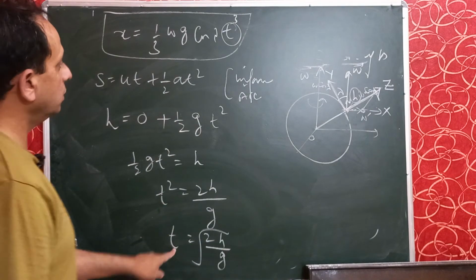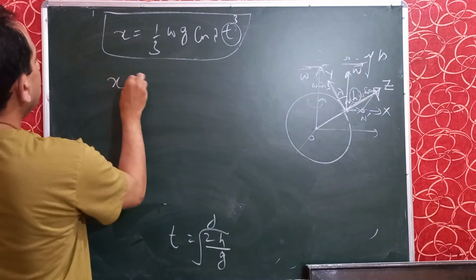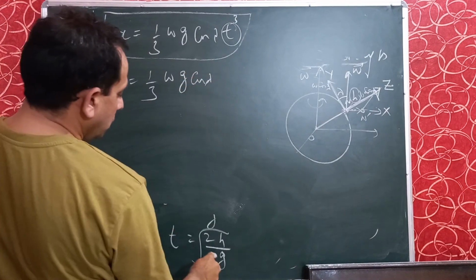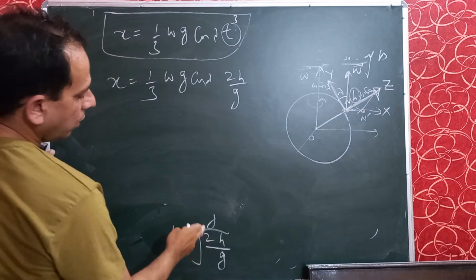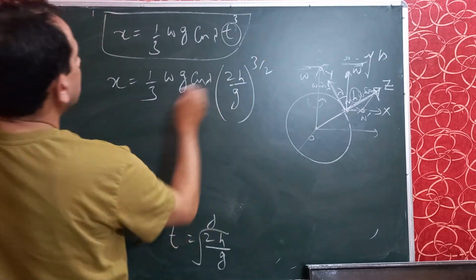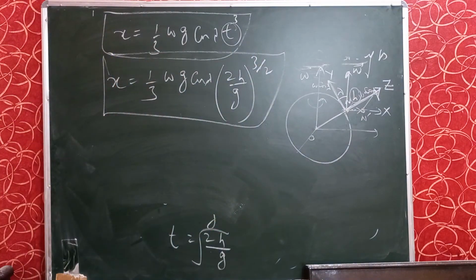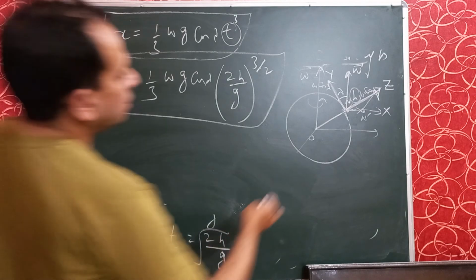So putting this value of t here, the displacement is 1 by 3 omega g cos lambda into t cube, meaning 2h upon g raised to power 1 by 2 and then raised to power 3, which becomes raised to power 3 by 2. This is the actual value of displacement. X means displacement.